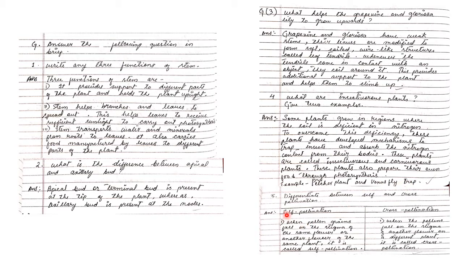And now number 5. Differentiate between self and cross pollination. On one side we will give self-pollination, on the other side cross-pollination. When pollen grains fall on the stigma of the same flower or another flower of the same plant, it is called self-pollination, and when the pollen falls on the stigma of another flower on a different plant, it is called cross-pollination.